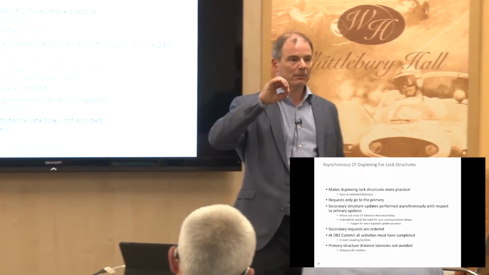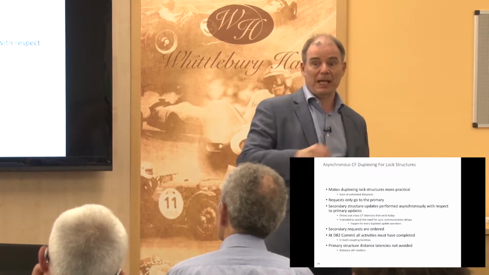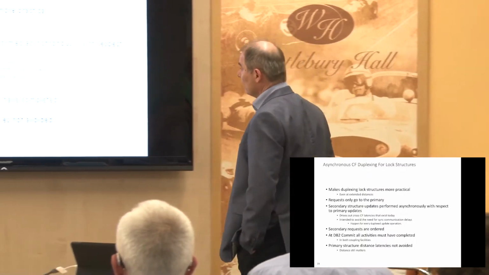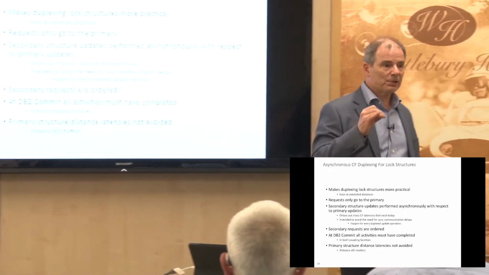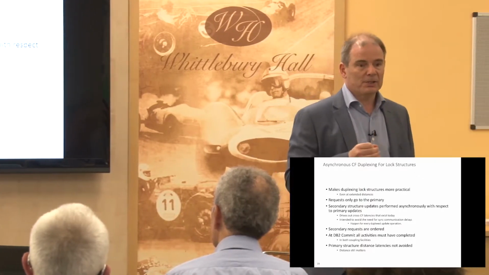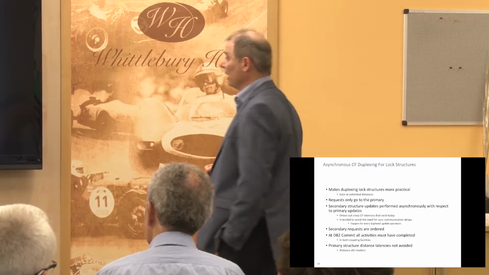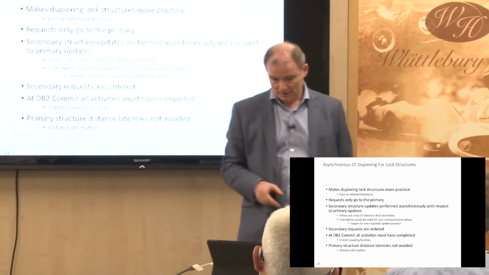Just bear in mind, at commit time, all those secondary writes have to have happened, or they happen as part of it, effectively. The other thing to bear in mind is primary structure distance effects are not avoided by this, because we've done nothing to the primary. We've only done something to the way the secondary update happens. So distance is still going to matter in this case.